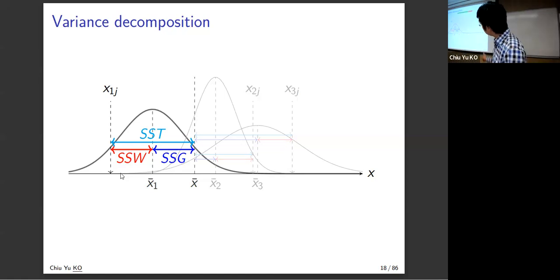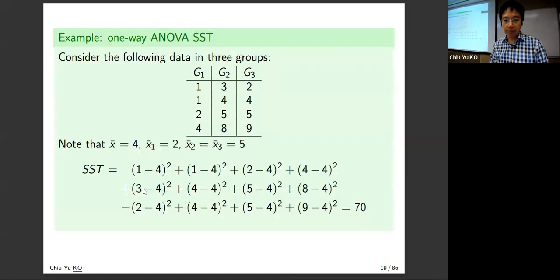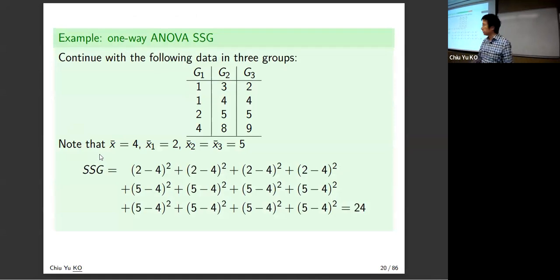Okay, so that is the idea behind the proof. Now this is just to try and show you how the calculation works. For SST, you just subtract every number minus 4, the grand mean, and add them up. That's what it means. And SSG is very simple. You replace this by 2, because the group mean of group 1 is 2. This is 3, so this is 5 and 5, so we just replace by 5. That's how you calculate.